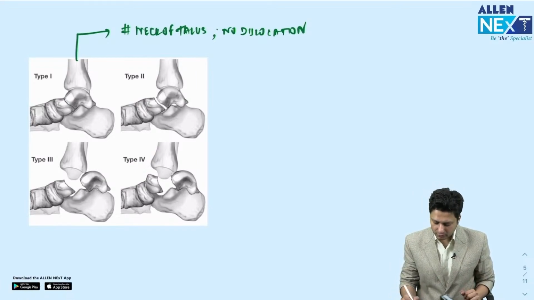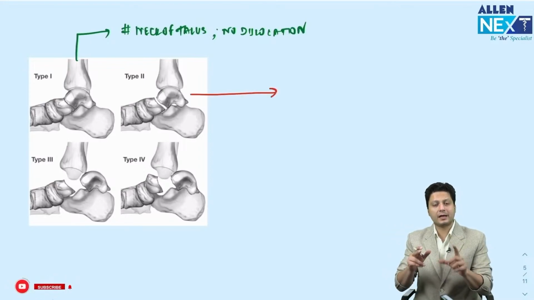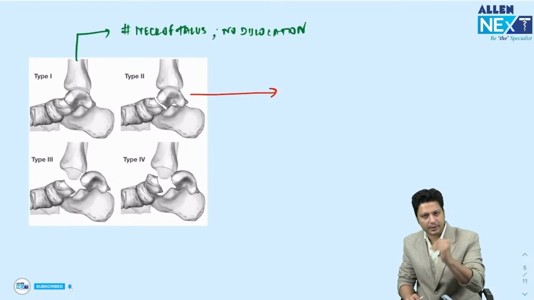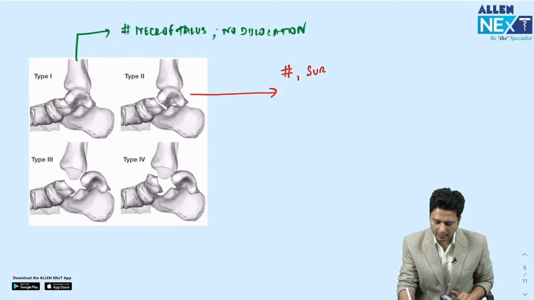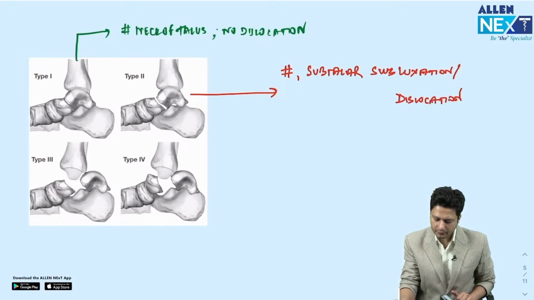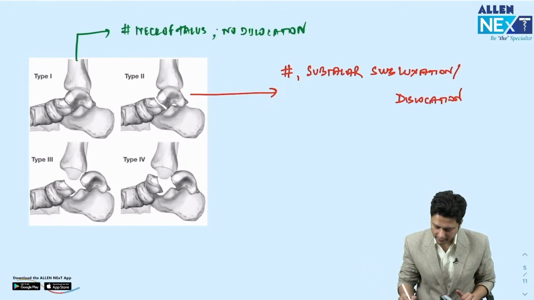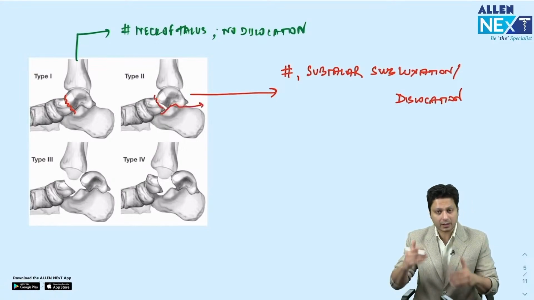Now, type 2 is going to be relatively more severe because not only is there a fracture, but there is going to be a subluxation at the subtalar joint. So there is a fracture in the neck of talus, and there will be a subtalar subluxation. Now it could be either subluxation or slight dislocation, right? So this is type 2 fracture, as it is very clearly evident in type 1. Now in type 1, there is only a fracture in the neck of the talus region, while in type 2, there is not only a fracture, but a slight amount of subluxation also at the subtalar joint.